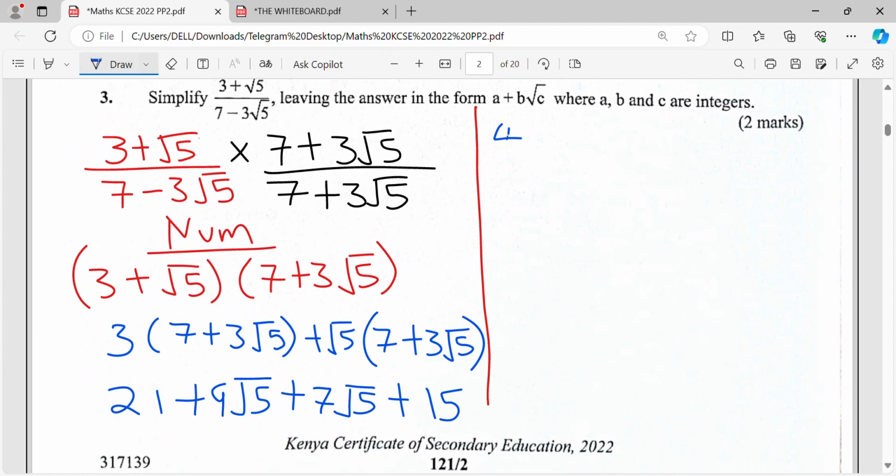Then you collect the like terms. Very easy. The like terms here will be 21 plus 15. That is what we'll add. That will be 36. Because they are like terms, it is a number and a number. 21 plus 15, it is a number and another number. So we just add it.